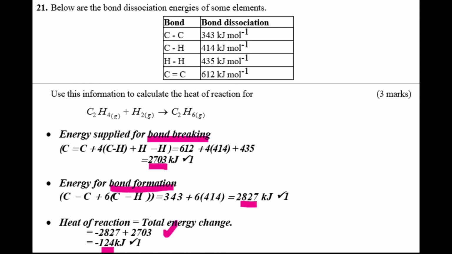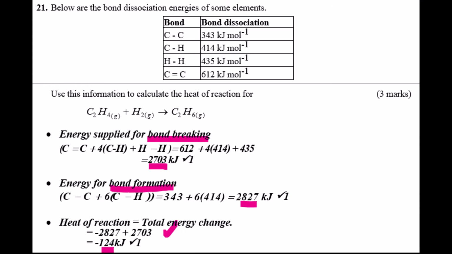With bond formation, now on the product side, it is just one product, ethene. In ethene, a carbon-carbon single bond has been formed, then 6 carbon-hydrogen bonds. If you consider that and multiply 6 by the bond energy, you get 2,827 kilojoules. Then the net heat, the total heat energy, will be the heat as a result of bond breaking, then subtract, or you should add, the bond formation.